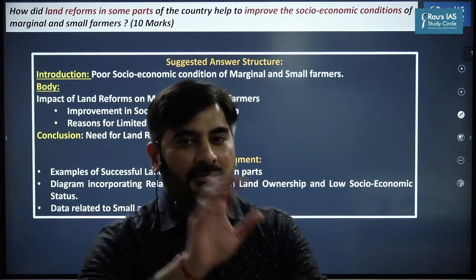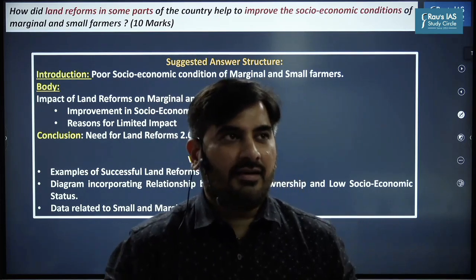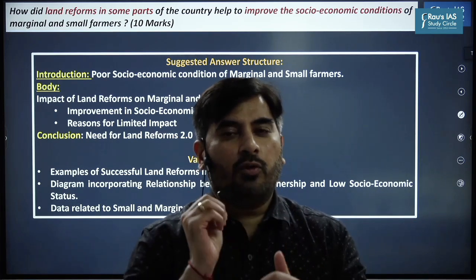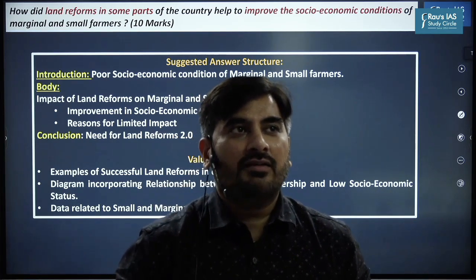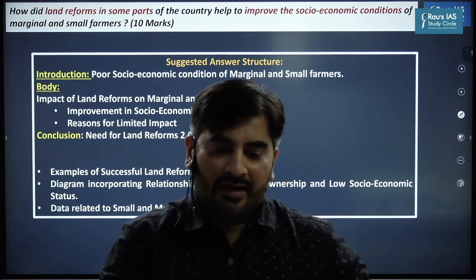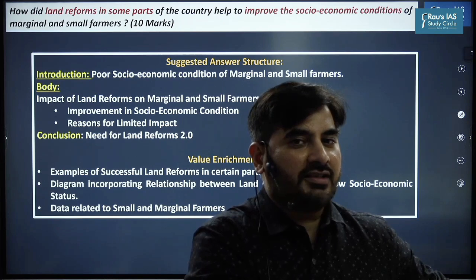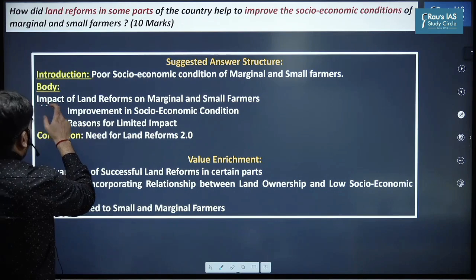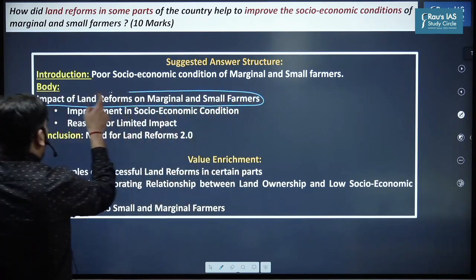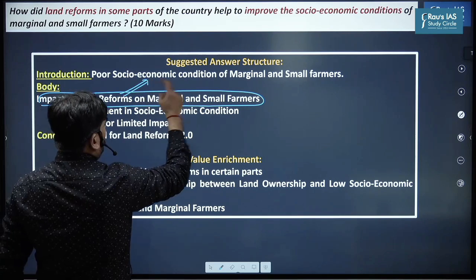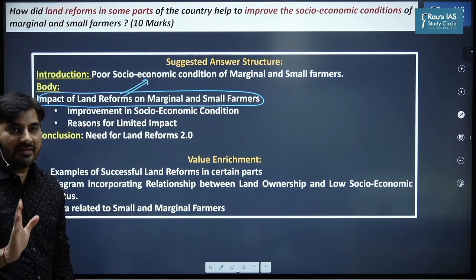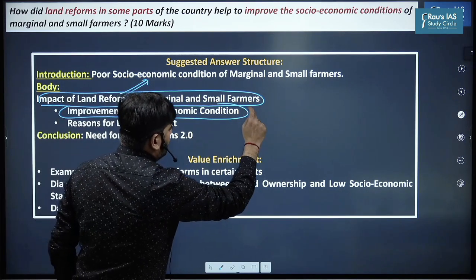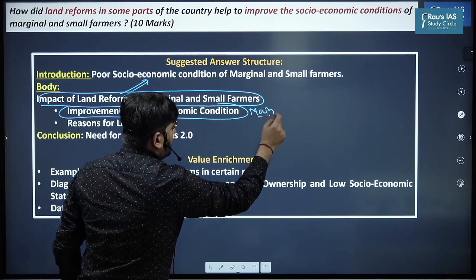Look at the suggested answer. Suggested answer in terms of introduction: in the introduction, you can highlight the poor socio-economic conditions of the small and marginal farmers. So right away, start with the poor socio-economic conditions of the small and marginal farmers. And then in the body of the answer, highlight how land reforms have benefited or improved these socio-economic conditions of small and marginal farmers. That's it. So here, your main emphasis should be on the improvement part. This is the main part. This is the primary dimension.